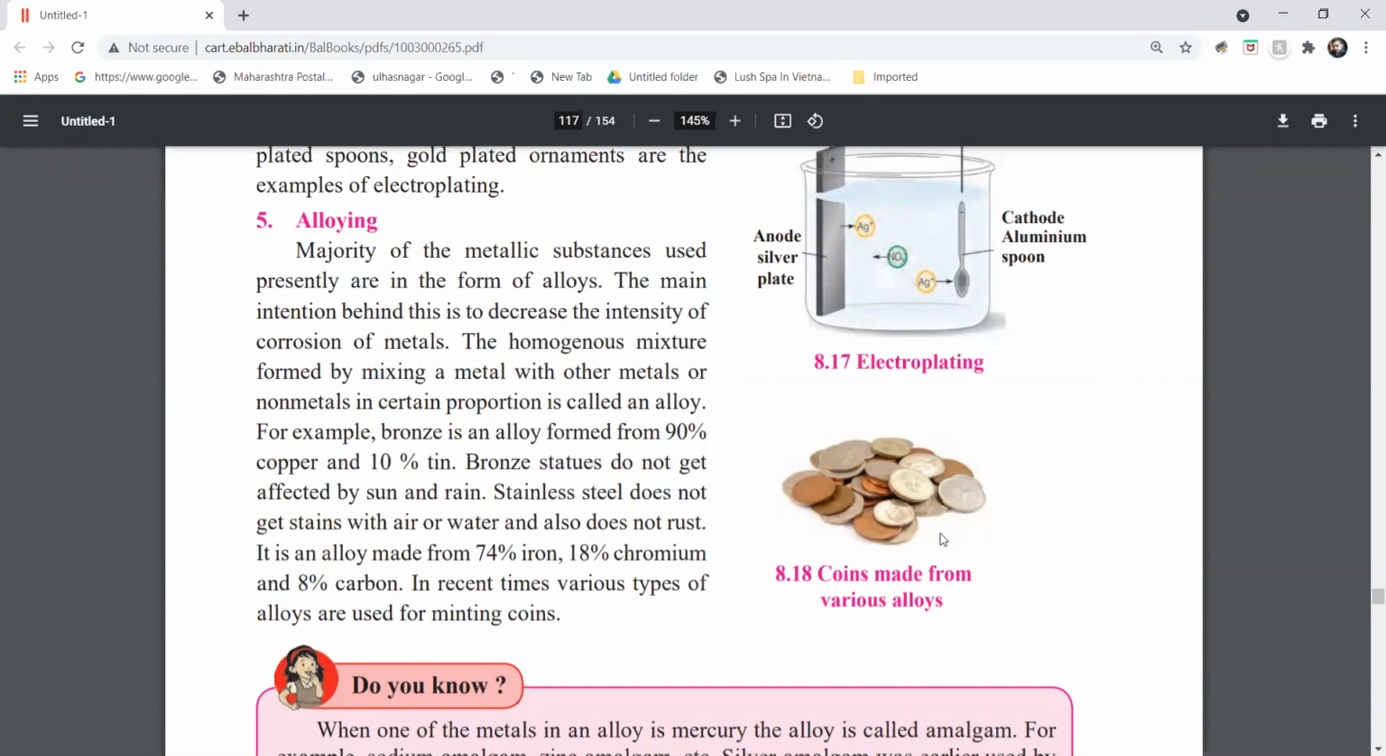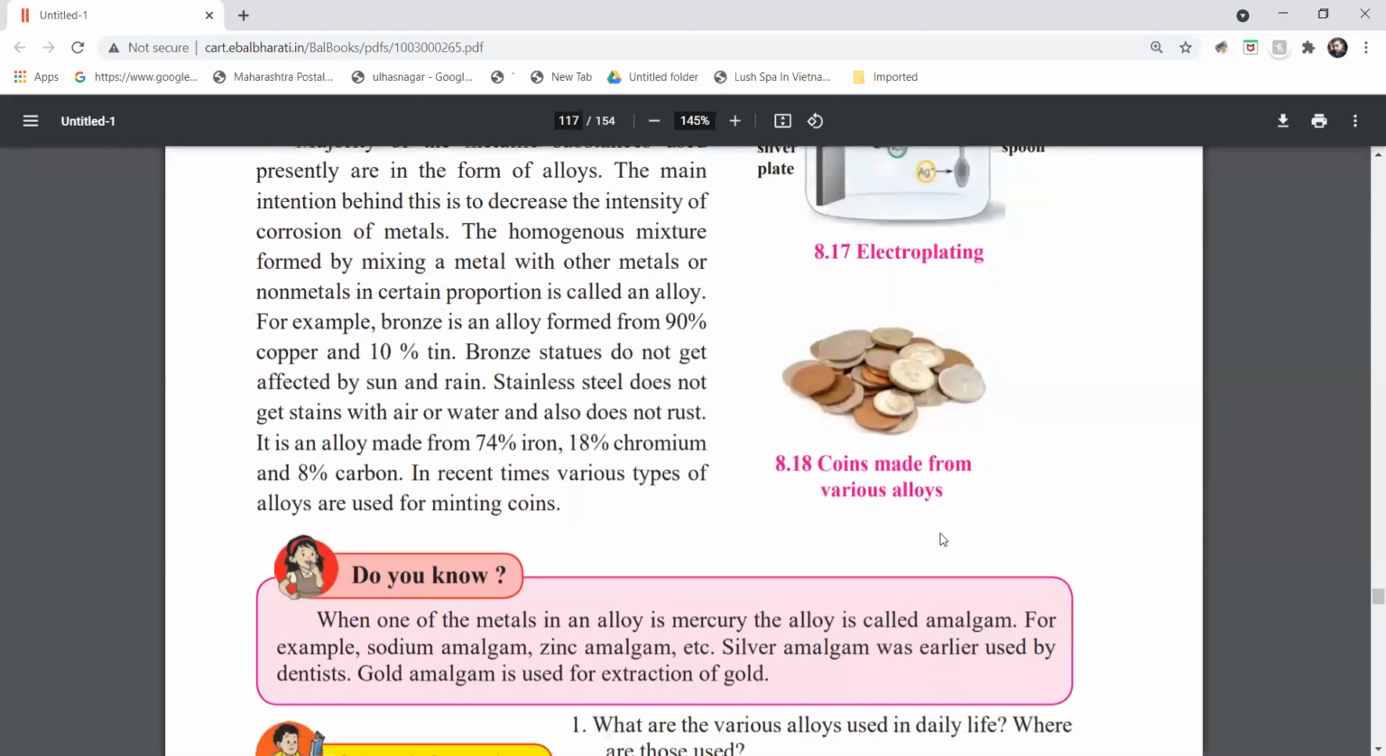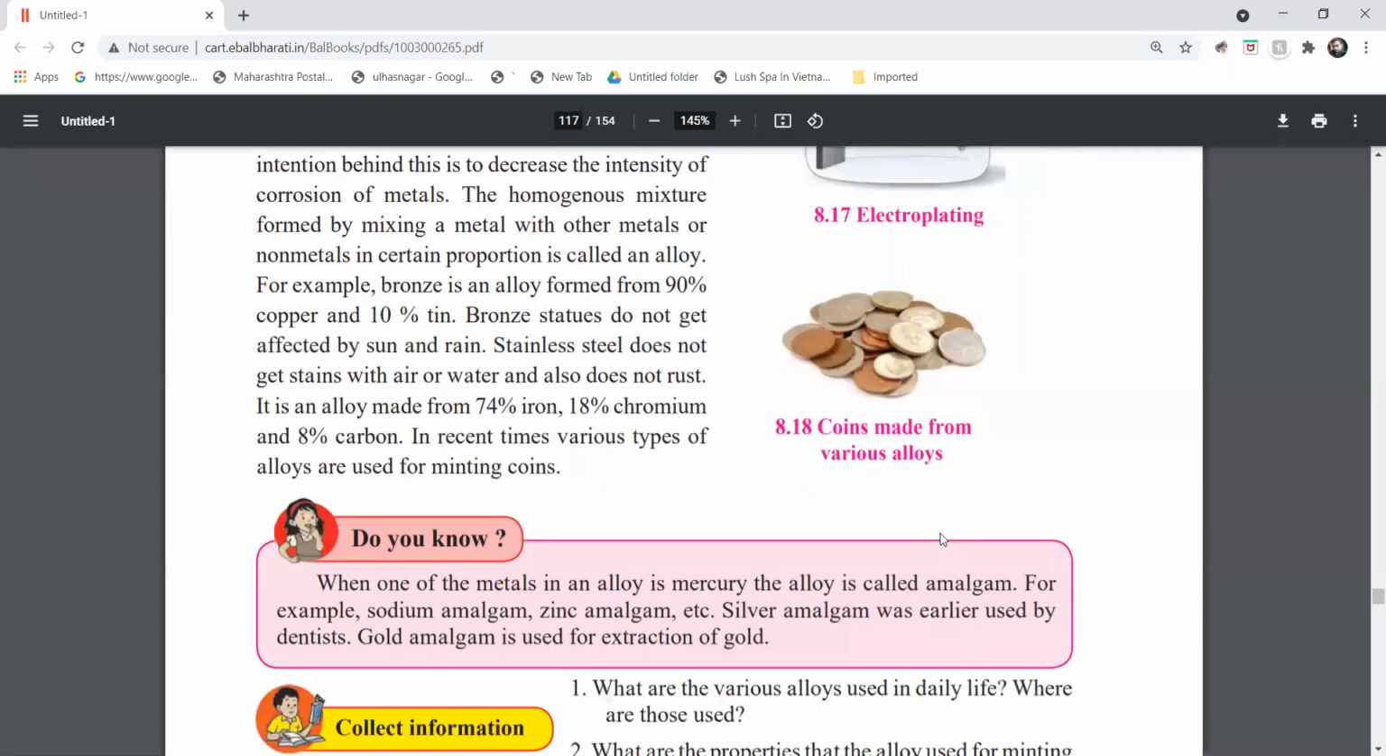So bronze is an alloy that has 90% copper and 10% tin. Bronze is used to make statues because it doesn't get affected. Even stainless steel does not get stained because it's an alloy made up of iron, chromium, and carbon. A lot of alloys are also used to mint coins. That is the reason why a lot of our utensils are made of stainless steel. And the reason it's called stainless steel is because it doesn't get stained by air or water. It does not rust. And the reason is because it has chromium and carbon, which is a non-metal that is used to create the alloy.